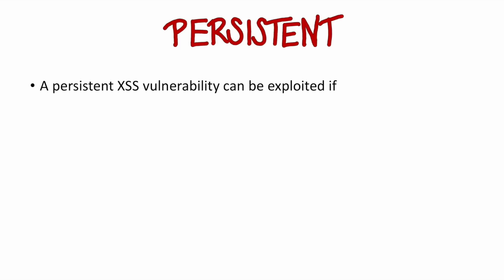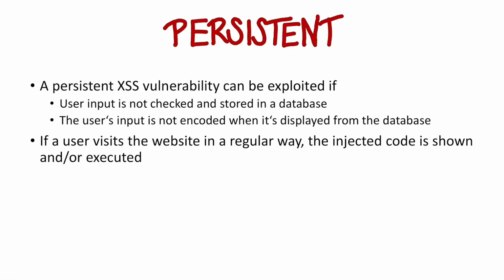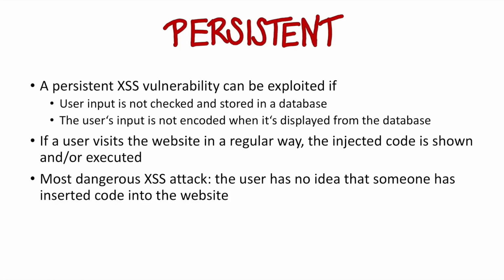You can talk about a persistent cross-site scripting vulnerability if two conditions are met. The user's input has to be written to the database without being checked, and the same input has to be displayed without being encoded. If those conditions are met, and if an attacker injected code, a user who visits the website in a regular way will be exploited. The user doesn't know that the code isn't from the website itself. That's why this is the most harmful cross-site scripting attack.